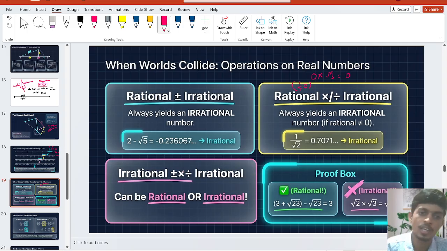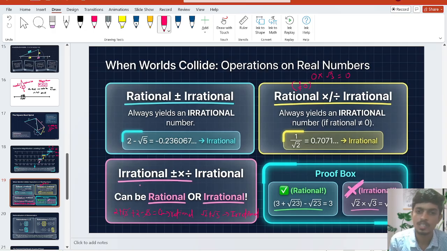Okay, if irrational plus irrational, the result can be rational or irrational. For example, suppose 2 plus under root 3 is irrational and 2 minus under root 3 is irrational. The root 3 terms cancel out, this gives 4, which is rational. And root 2 is irrational, root 3 is irrational, so root 2 plus root 3 is irrational. Similarly for subtractions, also multiplications and divisions.